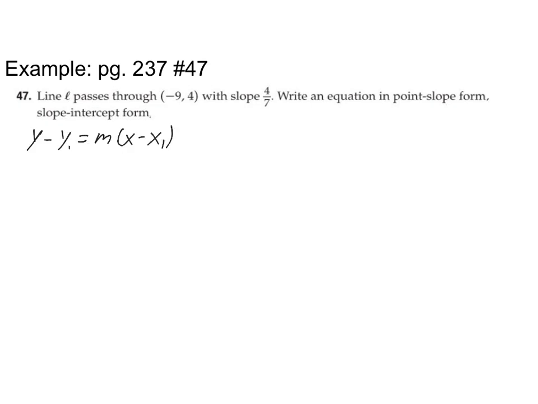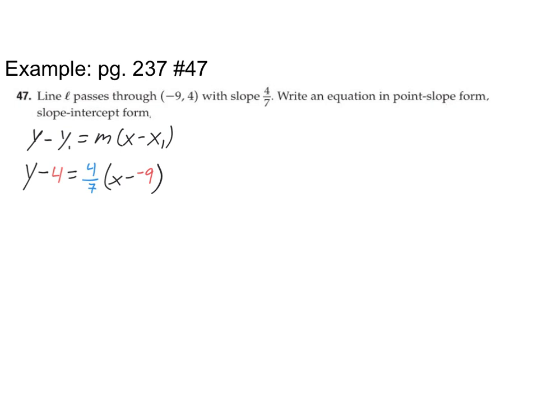So here we have the equation for point slope form. I will then plug in the point. So here I have my equation. This is the point slope form of the equation. We have the point -9, 4, and a slope of 4/7.